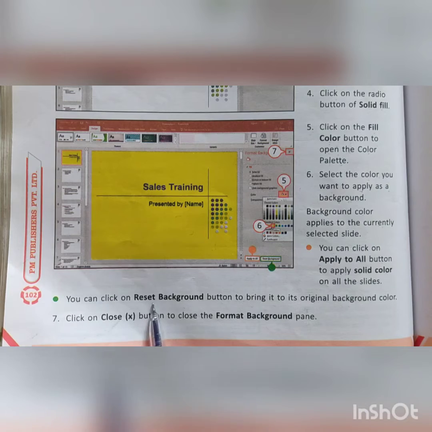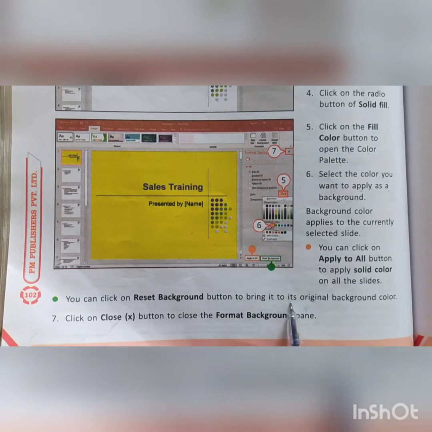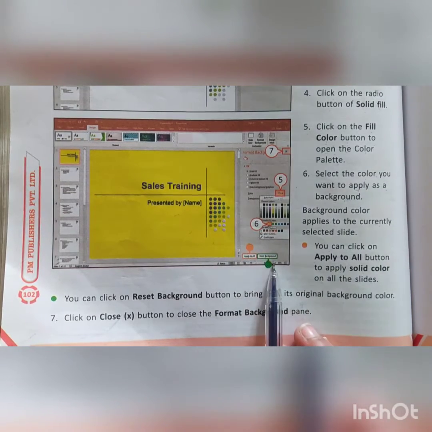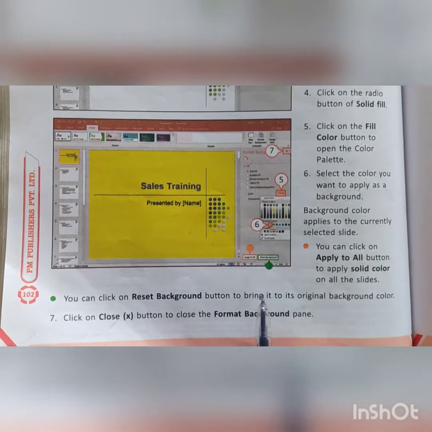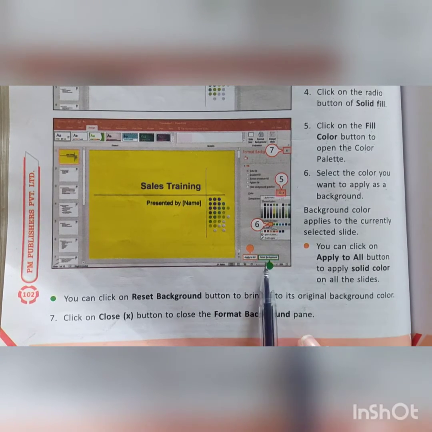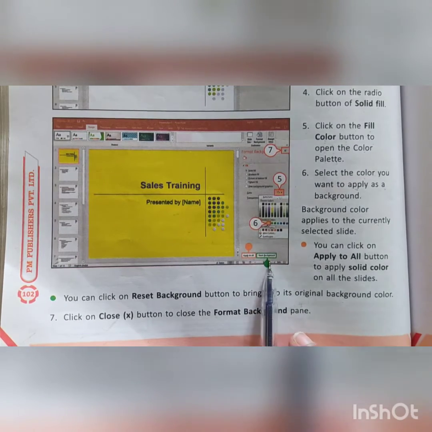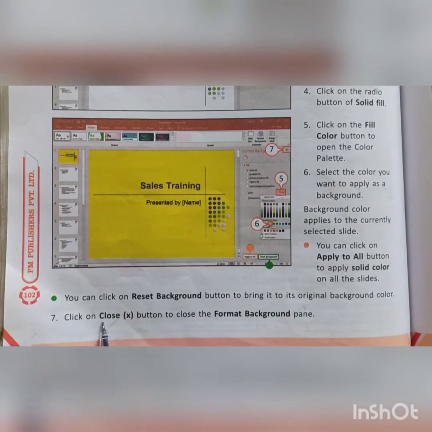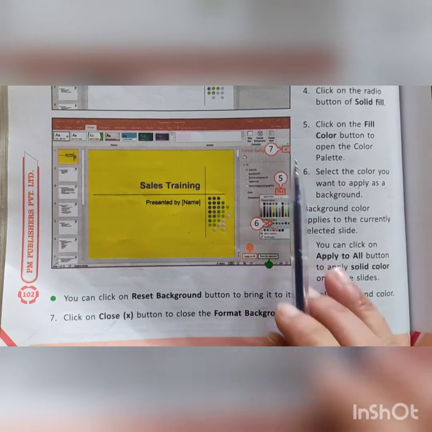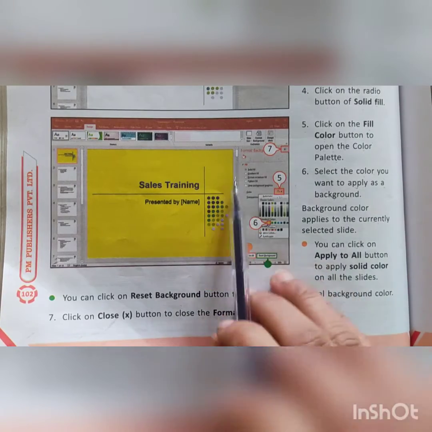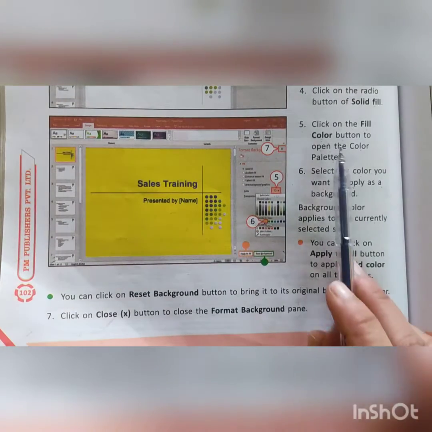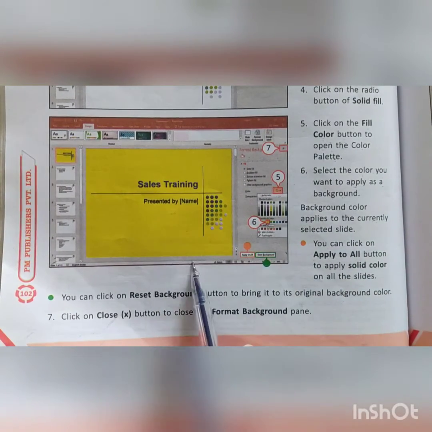You can click on Reset Background button to bring it to its original background color. If you want to bring your slide to its original background color, then you have to click on Reset Background button. Step 7, click on Close button to close the Format Background pane, means this part. Okay students, by following these steps we can apply a solid background color.